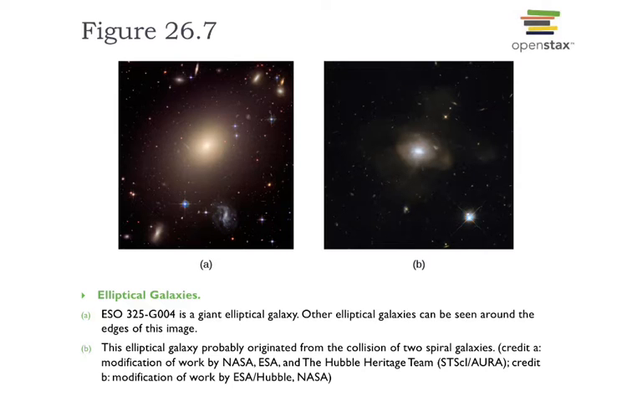And we see that the image on the right looks a little more bluish in color. What we believe is that perhaps that is a merger of two spiral galaxies that had collided, stirring up some of that dust and gas and creating some new star formation there.